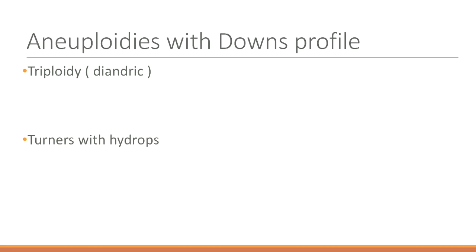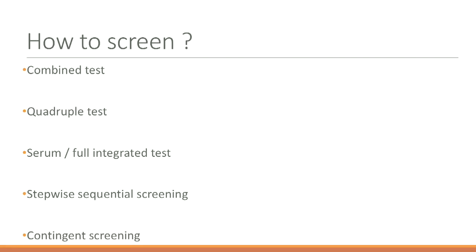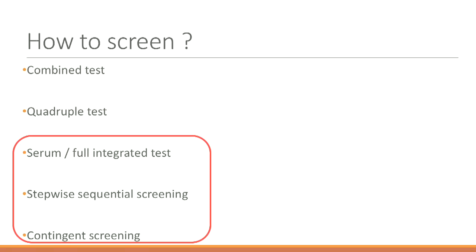And that is why screening is so important, because when you screen, you are not only picking up Down syndrome, but you are also picking up a lot of other aneuploidies. In fact, 78% of the other significant aneuploidies you can pick up if you do a good serum screening test. So how do you use serum screening test? You can use the combined test, the quadruple test, or you can use a combination of them as a serum integrated test, stepwise sequential screening or contingent screening. I will not go into the details of all these, but I'll just brush upon these topics so that you can understand what to expect from these various tests.